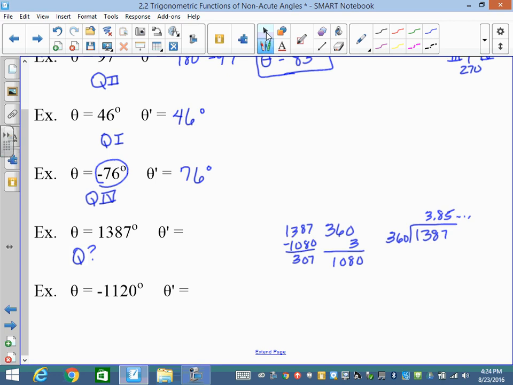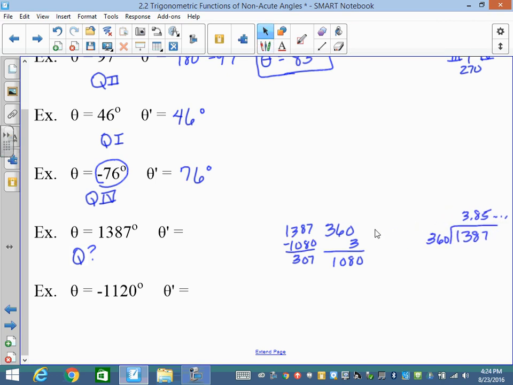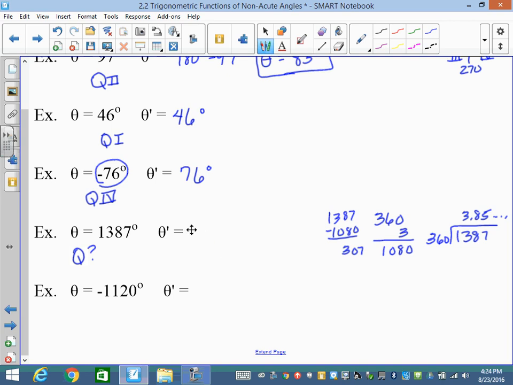So for my reference angle here, I've got to move all these to the side. They're in my way. Okay, so our reference angle here, since we're in quadrant 4, 307 degrees, quadrant 4, this is going to be 360 minus 307, which gives us an angle of 53 degrees. So our reference angle here is 53 degrees.